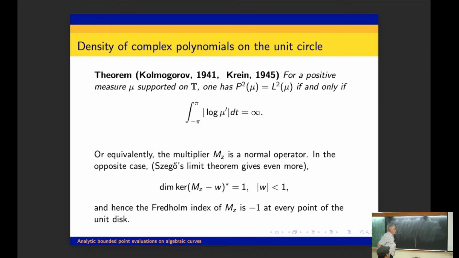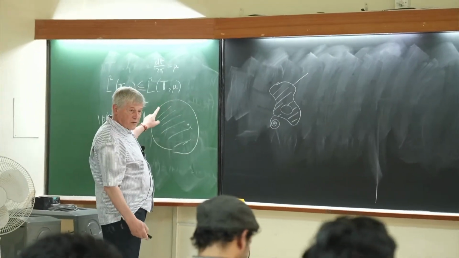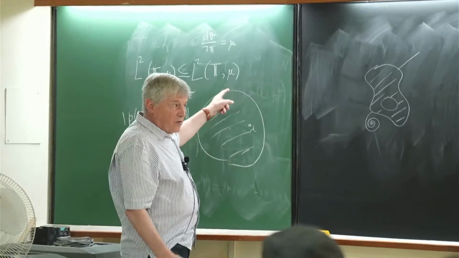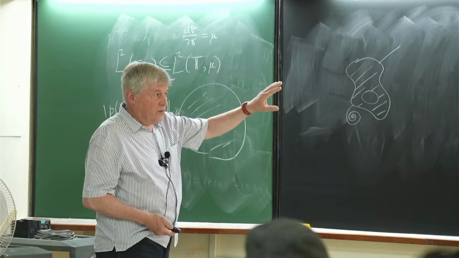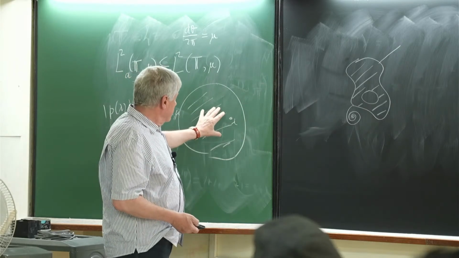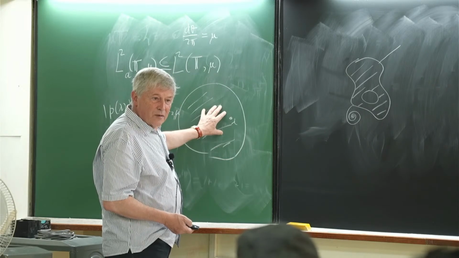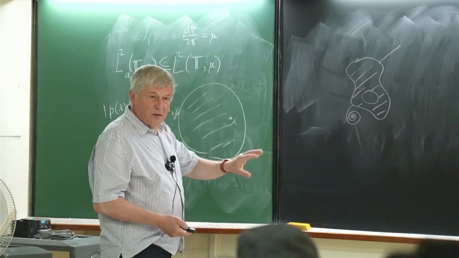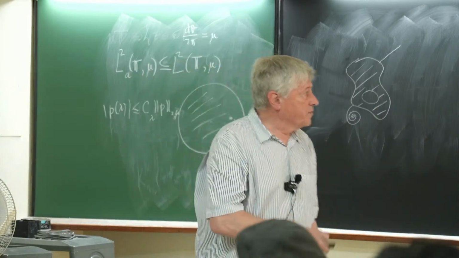The density of polynomials we mentioned, and this gives us exactly, we go back with around the same result. If now we don't take the Haar measure on the circle, but an arbitrary measure, you have on one hand the Kolmogorov-Krein result, and on the other hand the non-density of complex polynomials in L2. And it is exactly related to the Szego condition.